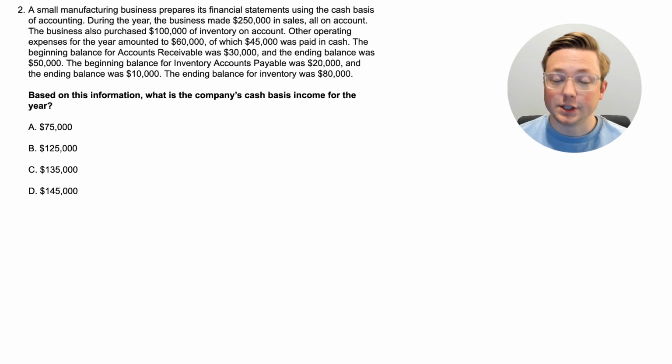All right, here we are at question 2. Again, always read the last part. Based on this information, what is the company's cash basis income for the year? So very similar, but let's read through and see what the differences are.